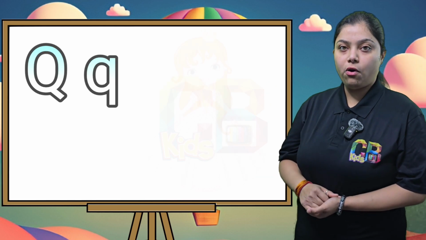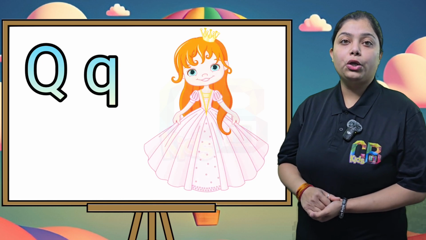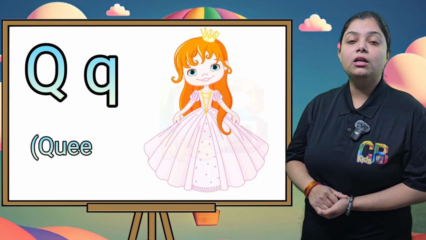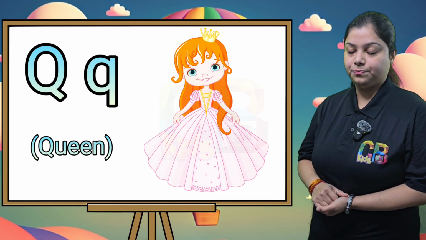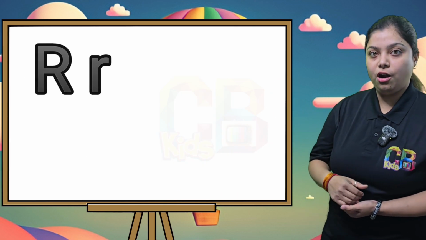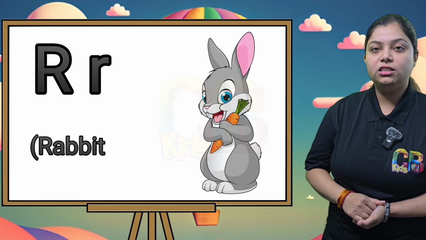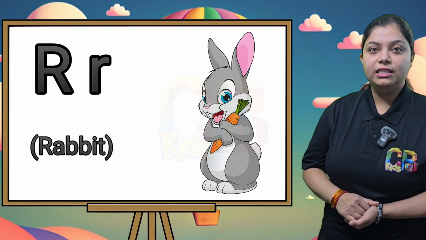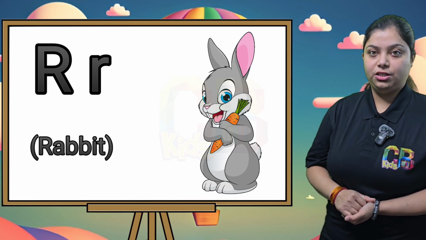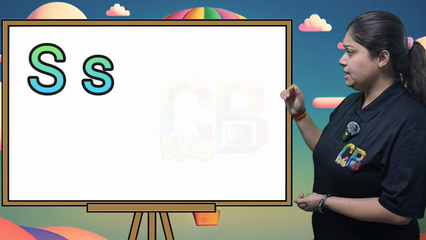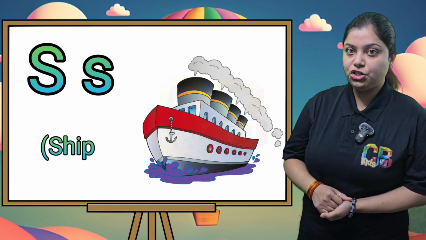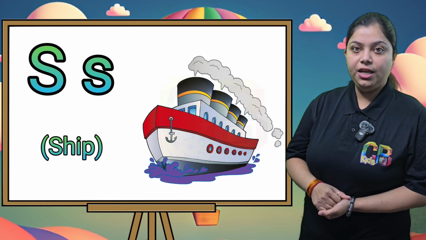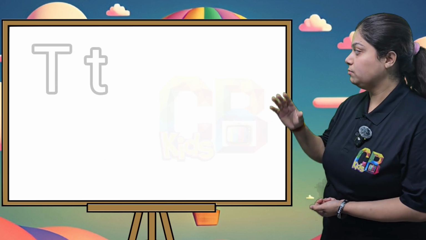Q for queen. Q U double E N queen. R for rabbit. R A double B I T rabbit. S for ship. S H I P ship.